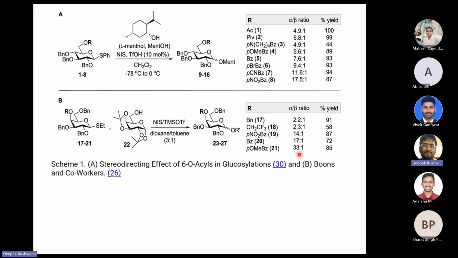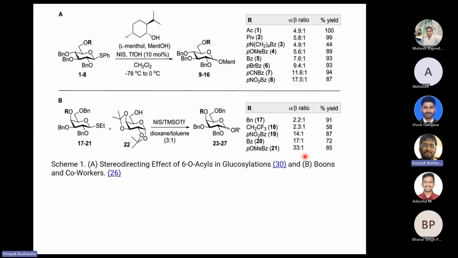So what they have found is that these two results are very contradictory. Like this report from the Jensen group, in case of glucose they have got alpha selectivity with the more electron deficient benzoate donors, but in case of Boons' report, what they have observed is that when they are using electron rich benzoate donors at the C4 position, they are getting better alpha selectivity. So what they thought was to check the role of how these distal acyl groups are affecting the selectivity of the reaction.